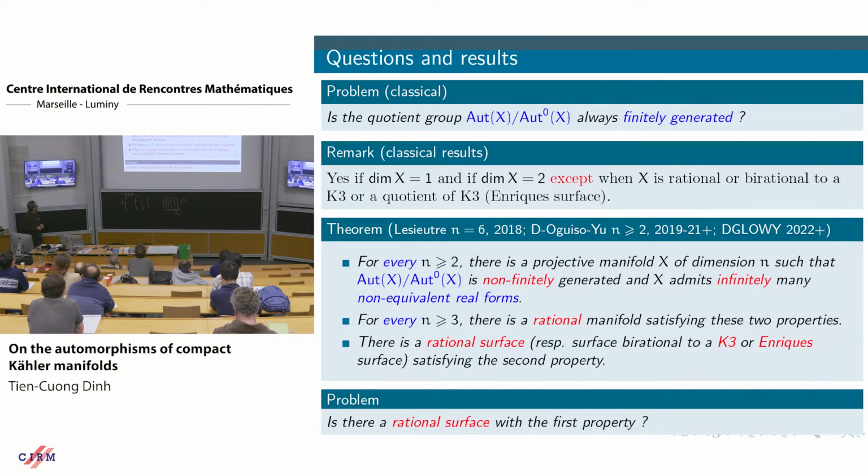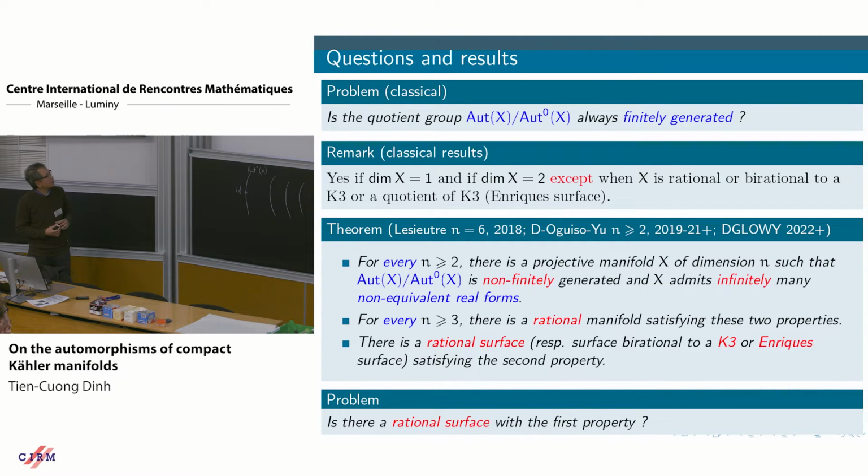So for every n larger or equal to 3, there is a rational manifold satisfying those properties. And we also show that in dimension 2, there is a rational surface satisfying the second property, or surface birational to K3 or Enriques surface. Which means that for the second property, the solution is now complete, because we know that for all other rational surfaces, we don't have such a property.